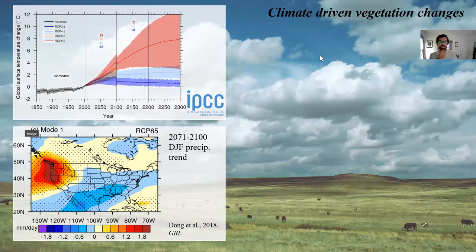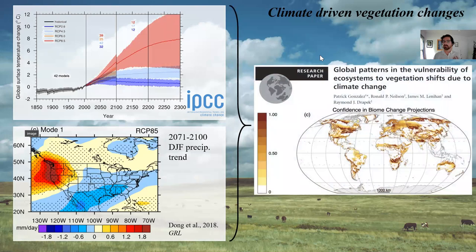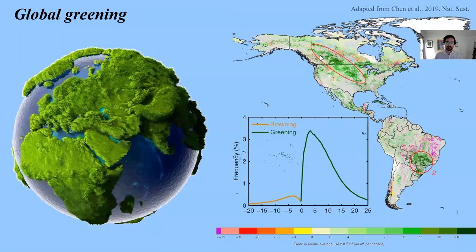I'm not going to dwell too much on the background, but we're all well aware that the climate is changing, and it has been changing and is driving large vegetative changes across the globe. One of these vegetative changes that is of interest to me is this idea of greening, or increasing photosynthetic capacity as the earth gets more carbon dioxide in it, gets warmer, and precipitation patterns change. This idea of global greening.